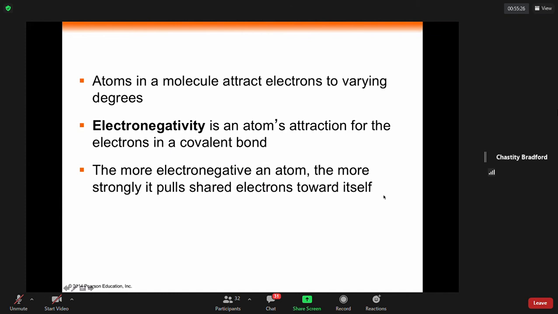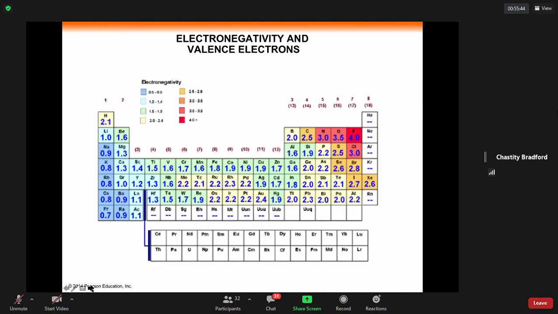People become part of SGA and their electronegativity changes, okay? So I don't want you to forget that term. So today we talked about sharing, okay? And that was with covalent bonds. And we're going to talk about electronegativity, and that is the attraction, okay?